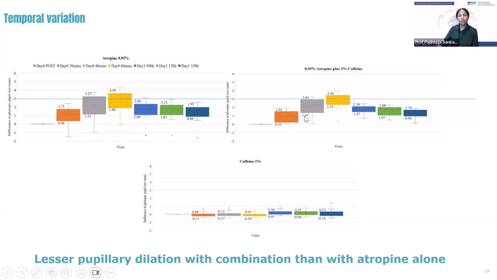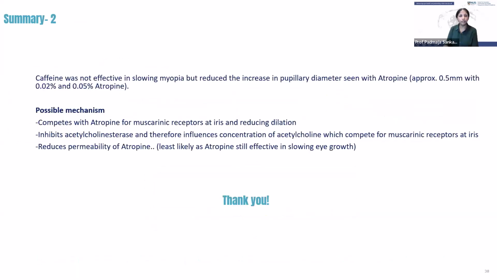What we again see with this data is that the group that received atropine seems to have a greater increase in pupillary diameter. And generally, when we look at the size of these box plots and compare the atropine to the combination, the combination group seems to have a much tighter controlled response in comparison to atropine alone. Overall, the data is telling us that there was lesser pupillary dilation with the combination than with atropine alone. The difference in pupillary dilation was about 0.5 millimeters or less. That's where it seems to be.